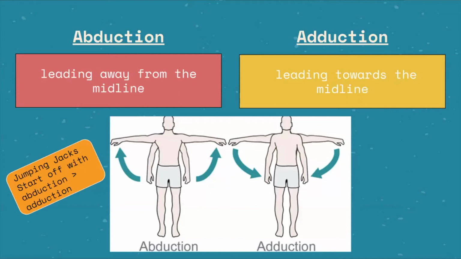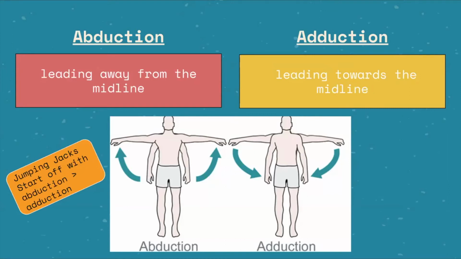So, like I talked about before, abduction and adduction. Abduction would be leading away from the midline. So it's basically when you move your arms up, when you're doing a jumping jack, your arms are going up. So it's moving away from your midline.